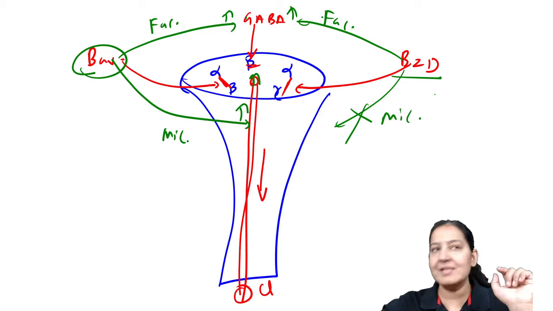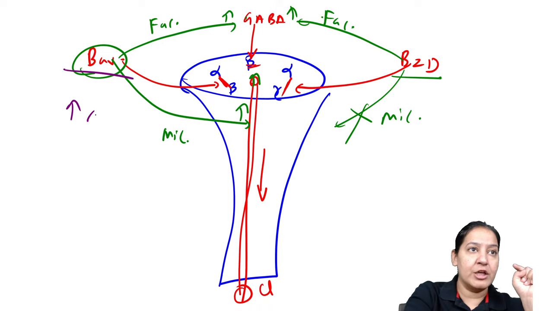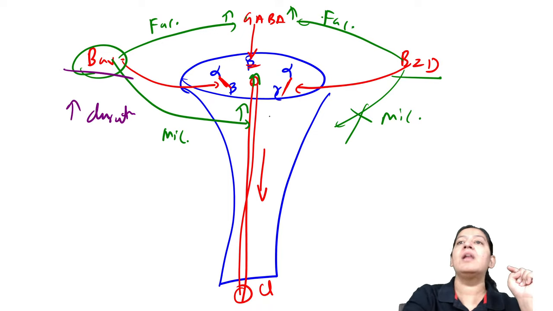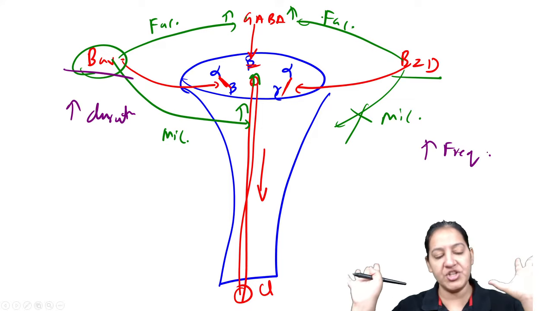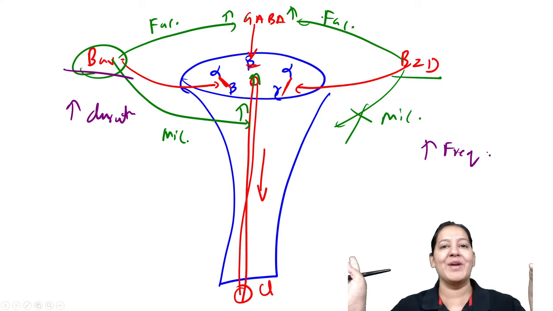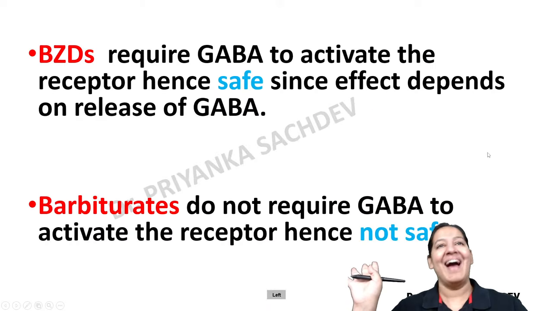The next difference is that barbiturate increases the duration of opening of the chloride channel, while benzodiazepine increases the frequency of opening of the chloride channel. This is the best version from my side to all the students. Have you got it? I guess you got it.